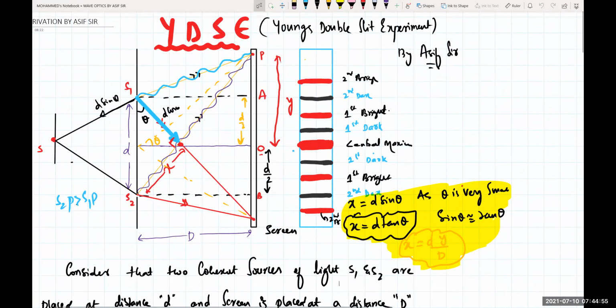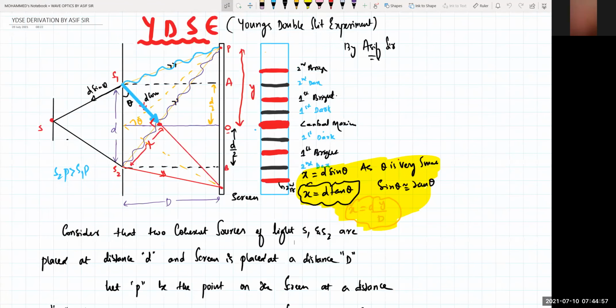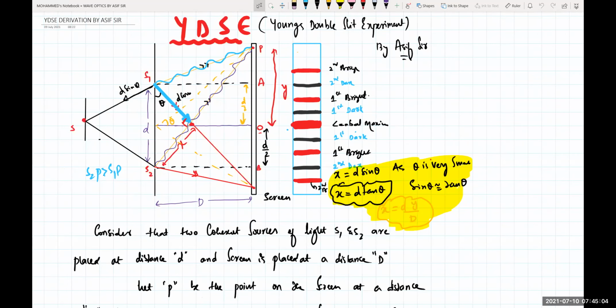YDSE experiment. This is also a board examination question, beta. That is the reason I'm doing a little bit of a detailed derivation, but a simple derivation only. You can just understand the derivation.